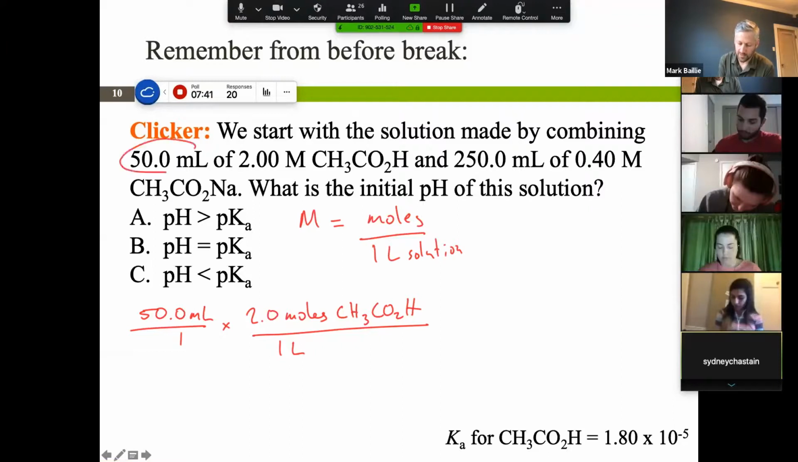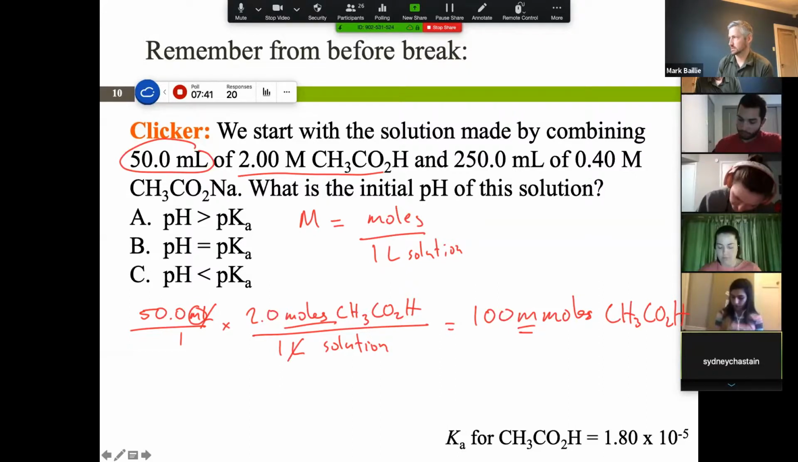So if you're saying we have 50 milliliters of a 2 molar solution, this is how we write it out. It's 50 milliliters times 2 moles of acetic acid per 1 liter of solution. And so that tells us that we have 100 millimoles of acetic acid. If you notice, I didn't cancel out the M, I canceled out the liters, but I left the milli. And so that milli goes in front of the moles. So we have 100 millimoles.